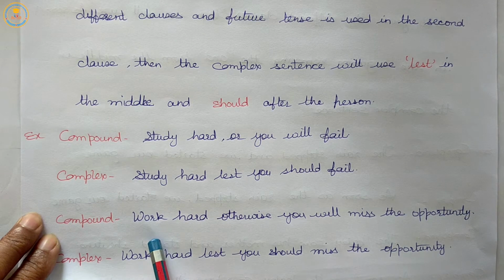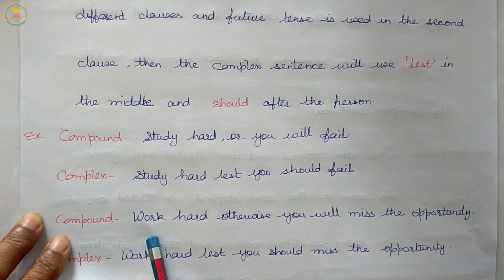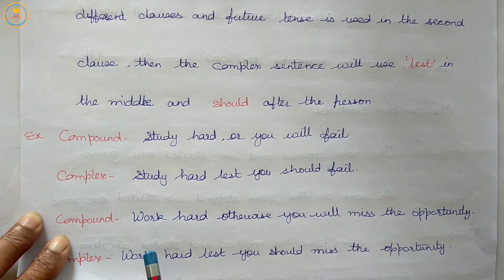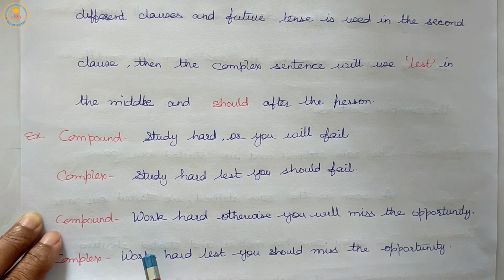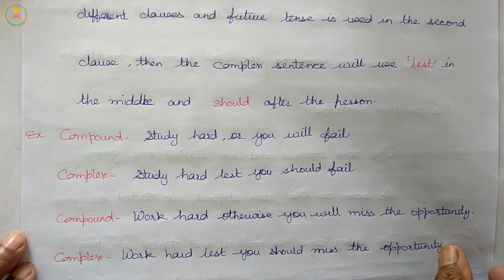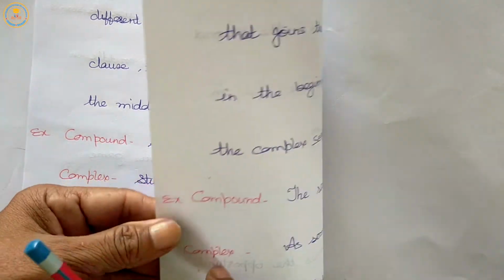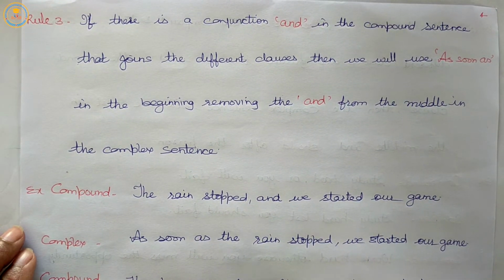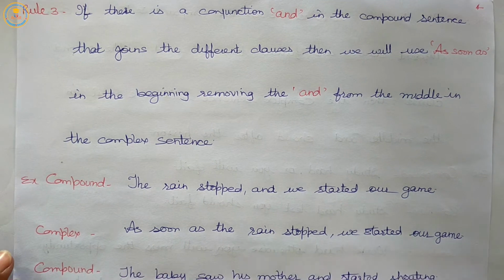So, here in our second rule, we read that if the compound sentence contains "or" or "otherwise" plus future tense in the second clause, then in the complex sentence we will use "lest" before the person and "should" after the person. It is clear with the example given here. Thoroughly read this example.